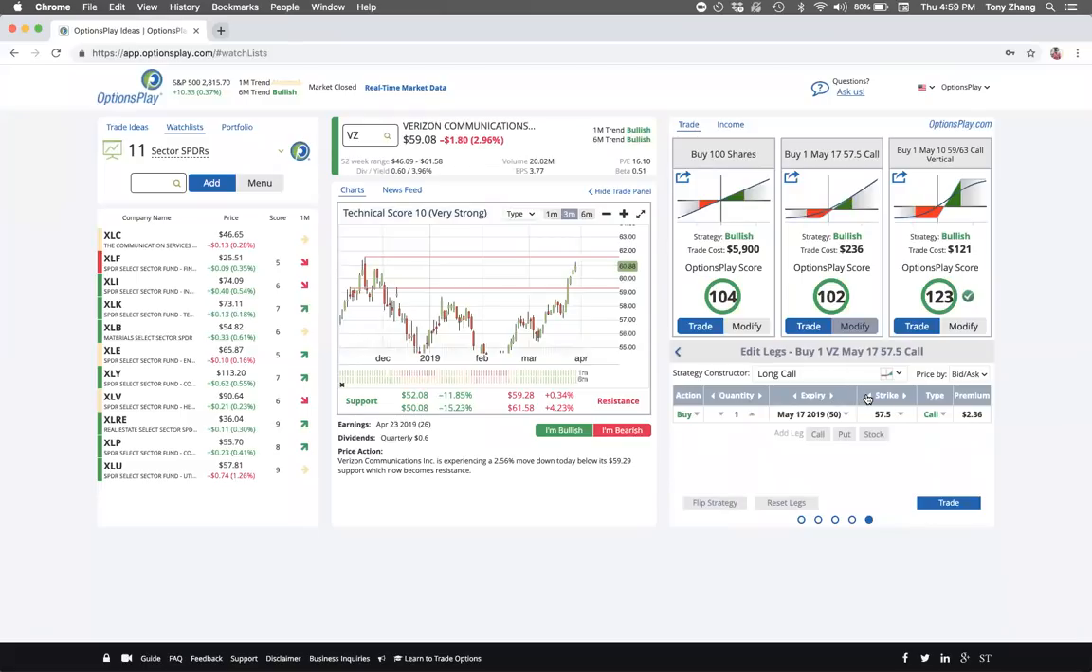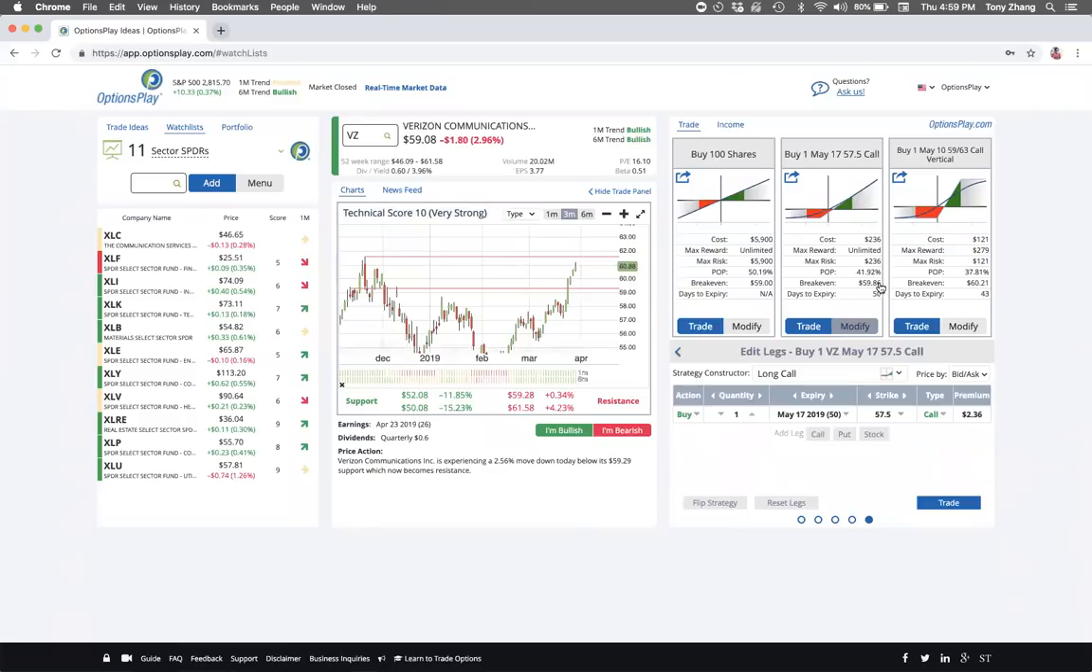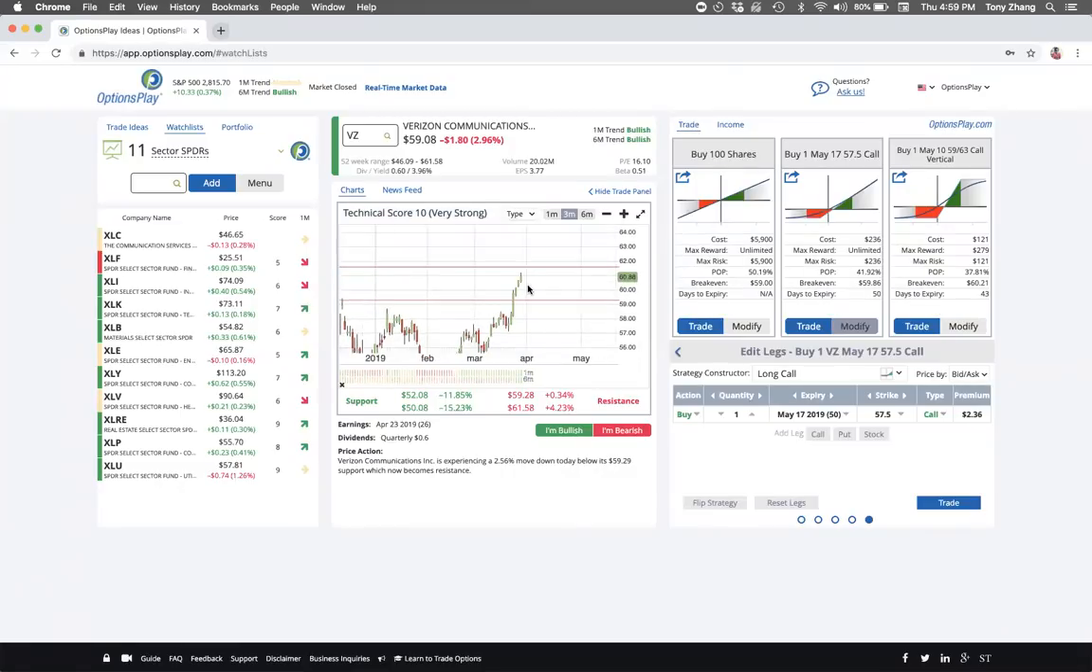Let's say a 57.5 call is only trading at $2.36. So look, the break-even price of this is only $59.86. So these call options are extremely cheap. That's why the options play score is very, very high. So here, as you can see, on a May option all the way out to May, this stock only has to move to $59.86 in order for this strategy to be profitable. That's, in my opinion, if you're bullish on this stock, very, very possible.